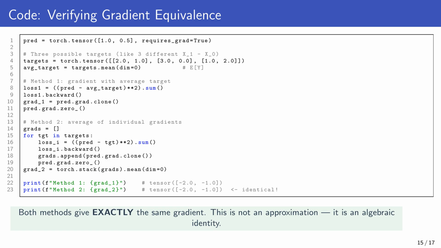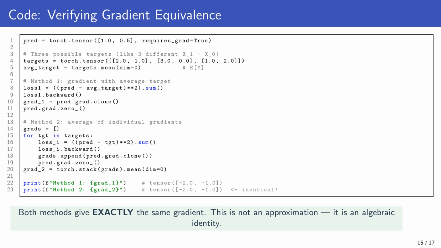Let us verify this in code. We have a prediction vector and 3 possible targets. The average target is their mean. Method 1. Compute the MSE loss between the prediction and the average target, then call backward. This gives gradient 1. Method 2, for each individual target, compute the MSE loss and gradient separately. Then average the 3 gradients. This gives gradient 2. The result: both methods give tensor -2, -1.